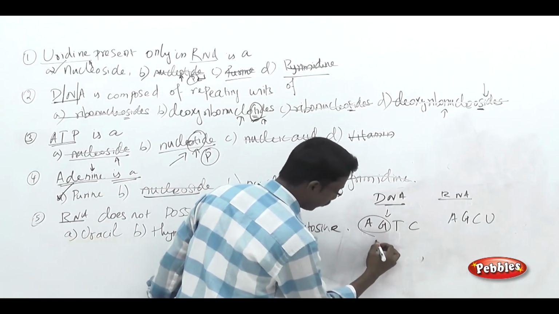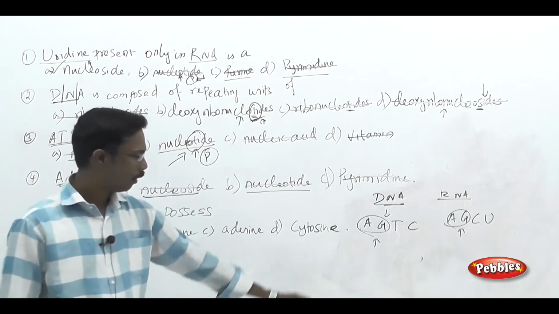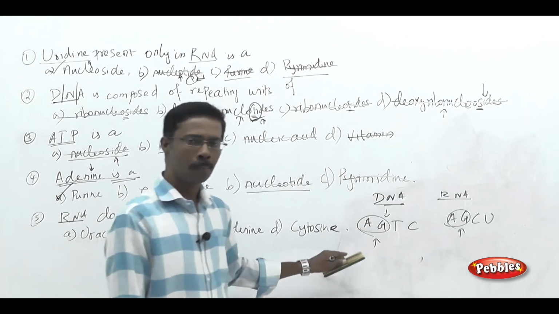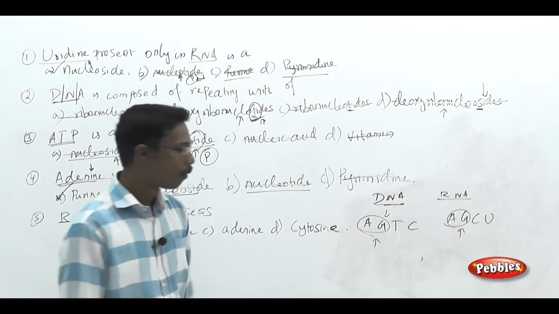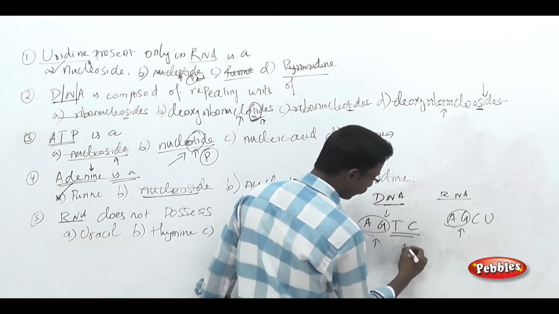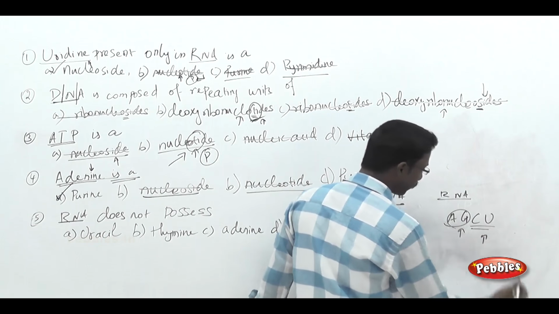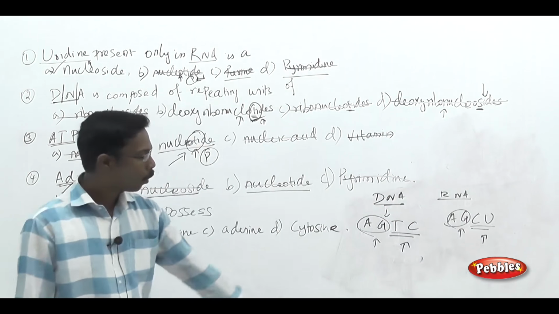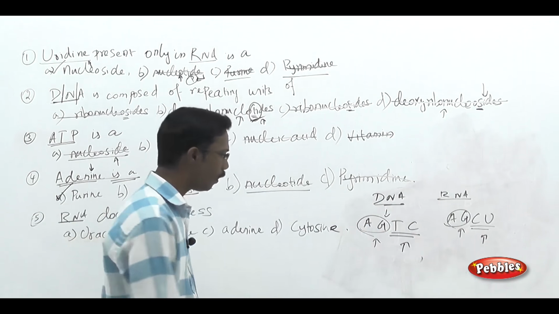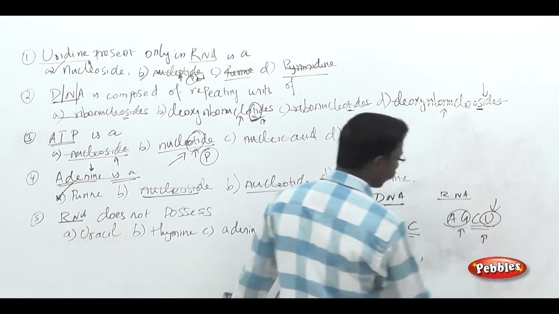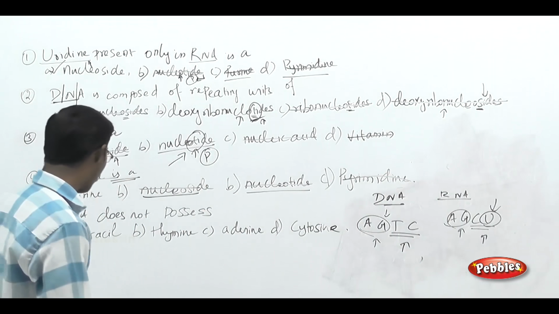The purines are similar for both DNA and RNA. In both DNA and RNA, the purines are adenine and guanine. But in the case of pyrimidines, in DNA it is thymine and cytosine. In RNA, there are cytosine and uracil. So here the thymine is being replaced by uracil. Uracil is only present in RNA. That is the point you have to remember.